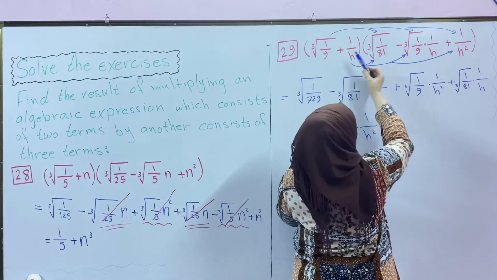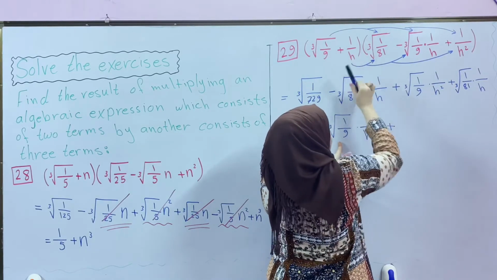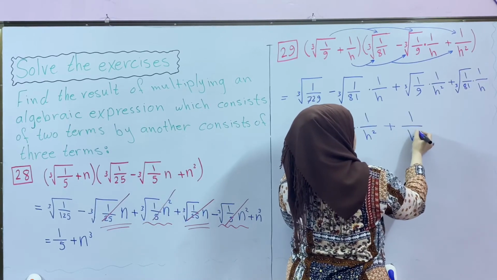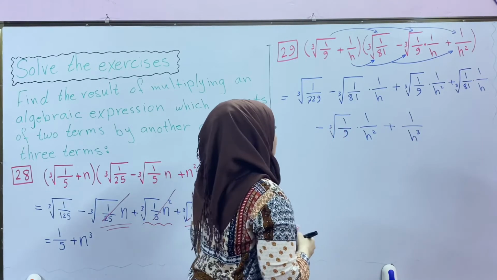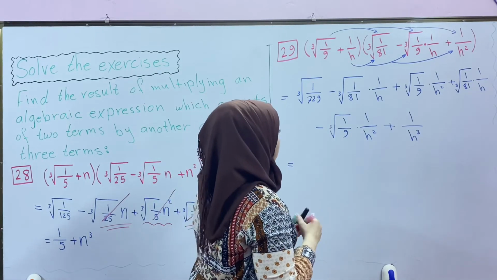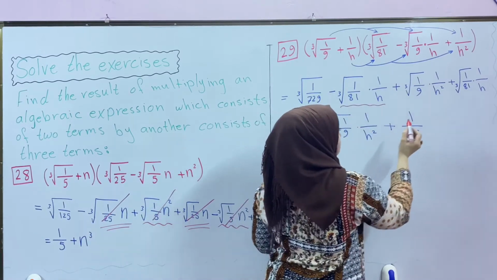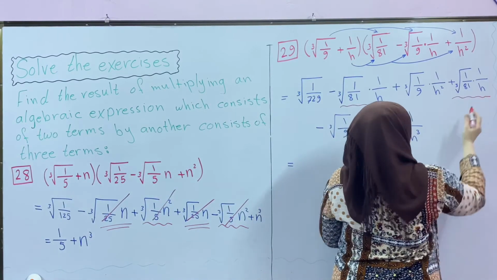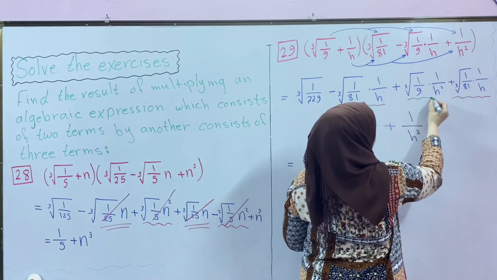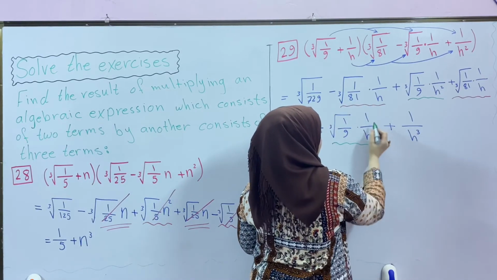And the last one, positive multiplied positive, positive. 1 on h multiplied 1 on h squared will be 1 on h cubic. And now we can simplify. We take the same terms. Here we have 1 on h, and here we have 1 on h. And here we have 1 on h squared. Also here we have 1 on h squared.